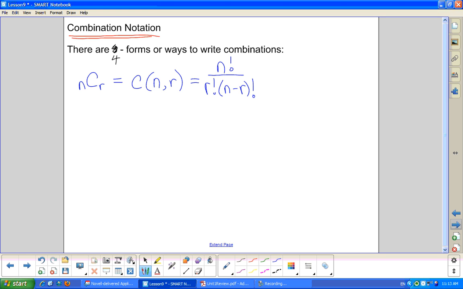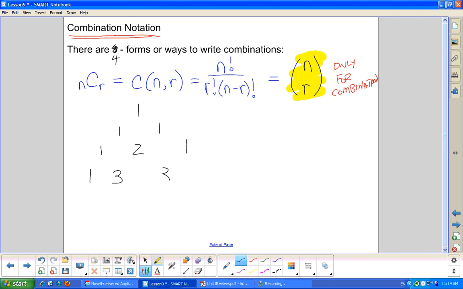The fourth form that you're going to see in this unit a little bit more is what we call matrix notation. Permutations don't have this notation, so this is only for combinations. I'll show you the reason for it. It comes from Pascal's triangle, and you can check with your calculator in a minute. 1, 1, 1, 2, 1, 1, 3, 3, 1, 1, 4, 6, 4, 1.